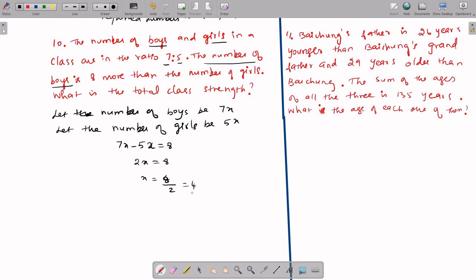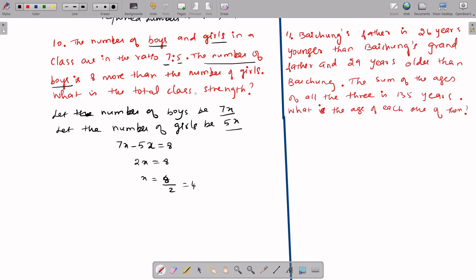And what about the number of boys in the class? Here you have to take the number of boys, and we have to calculate the total strength, isn't it? For that we need the boys' strength and then the girls' strength, then only we go for the total strength.